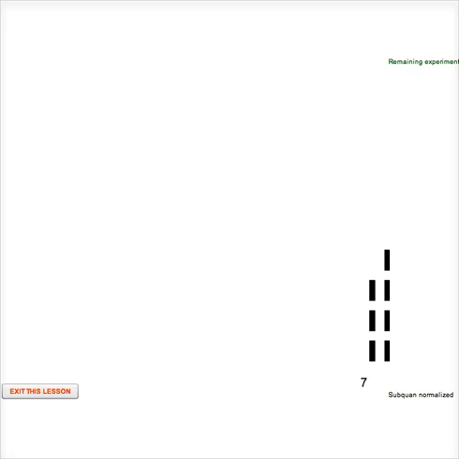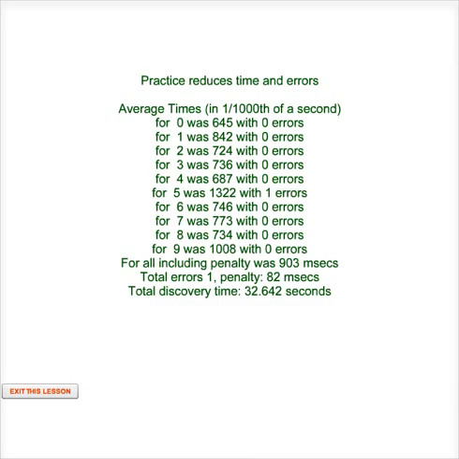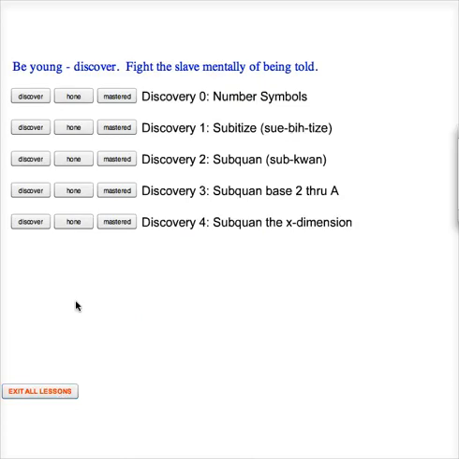And let me see. Okay, there it was. It showed that I had 1 error, including my penalty. I was at 903 milliseconds, so I was a little quicker, concentrating a little, trying not to talk so much. Let's look at the next lesson.